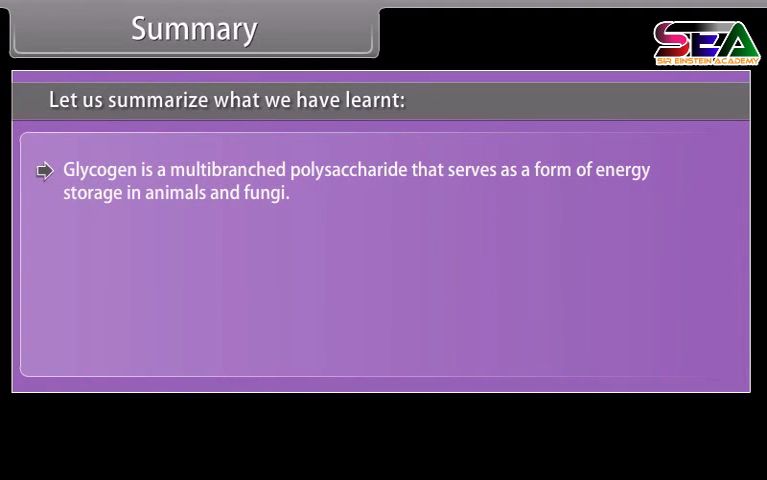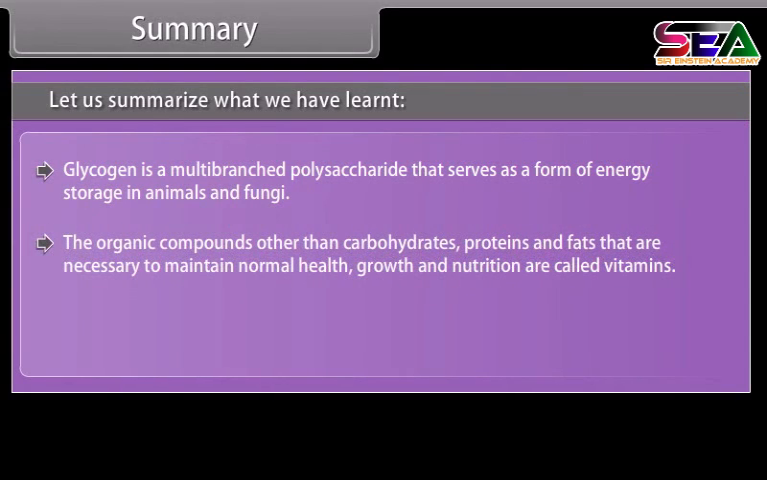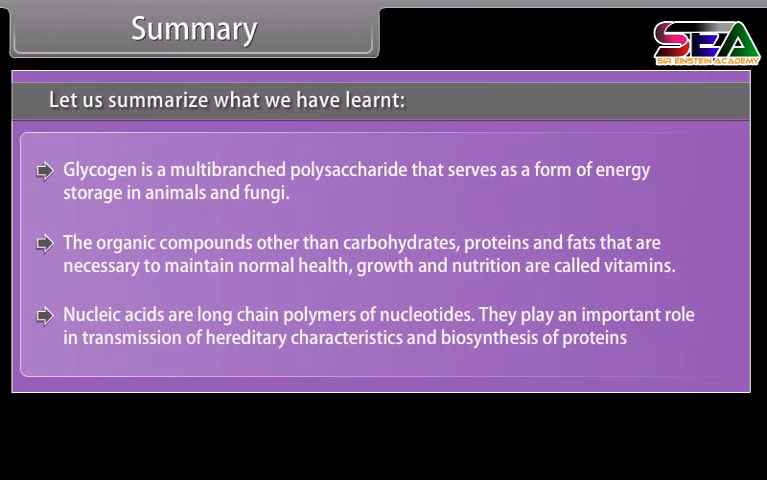Glycogen is a multi-branched polysaccharide that serves as a form of energy storage in animals and fungi. The organic compounds, other than carbohydrates, proteins, and fats, that are necessary to maintain normal health, growth, and nutrition are called vitamins. Nucleic acids are long-chain polymers of nucleotides. They play an important role in transmission of hereditary characteristics and biosynthesis of proteins.